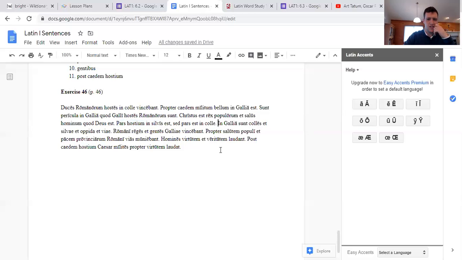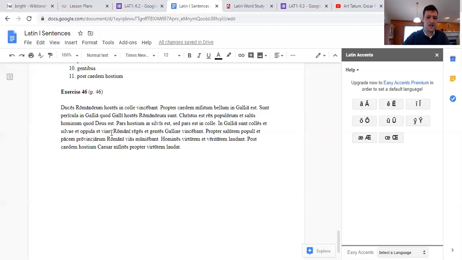Okay, in Gallia sunt colles et silvae et oppida et viae. In Gaul, there are hills and forests and towns and roads. Or you could not repeat and. In Gaul, there are hills, forests, towns, and roads. Both work. All those nominative plurals are the subjects of that verb to be, sunt.